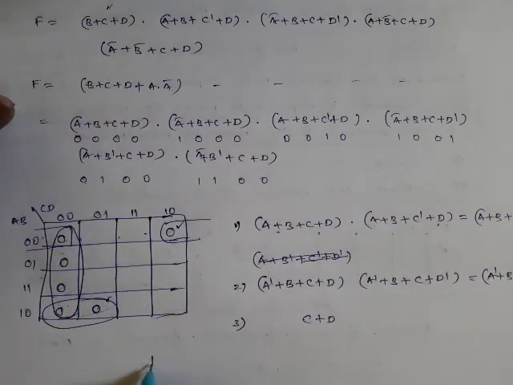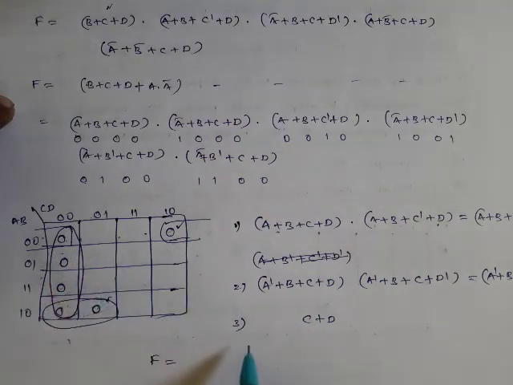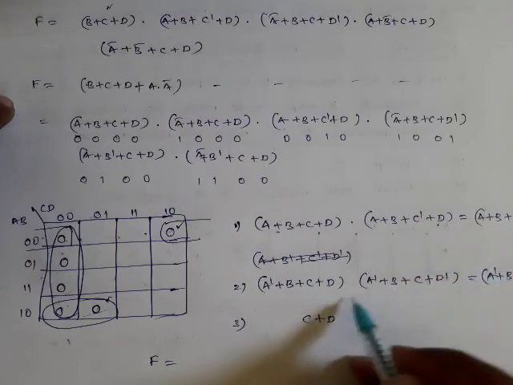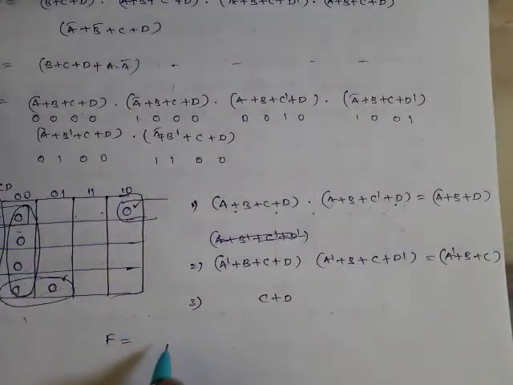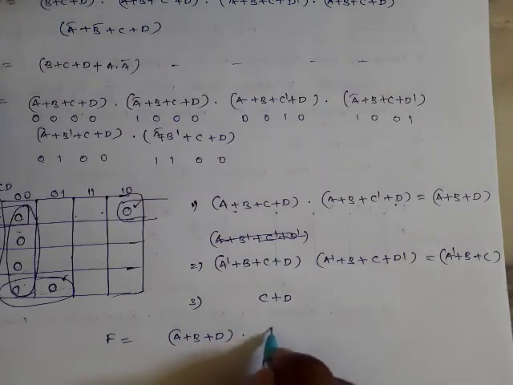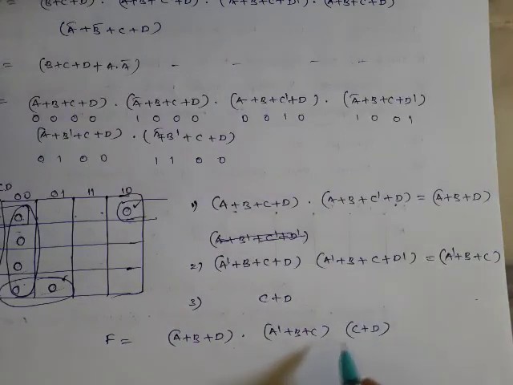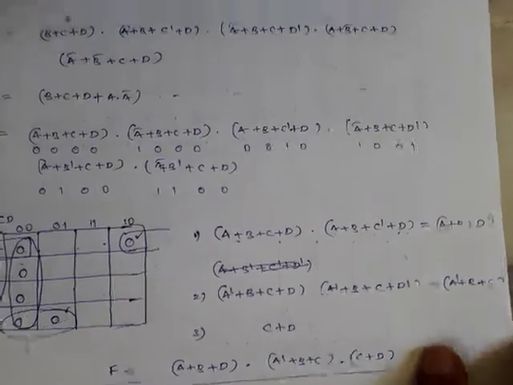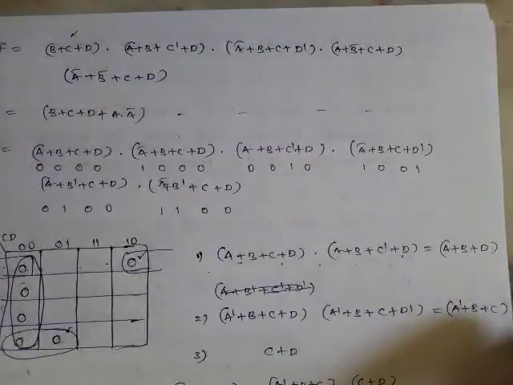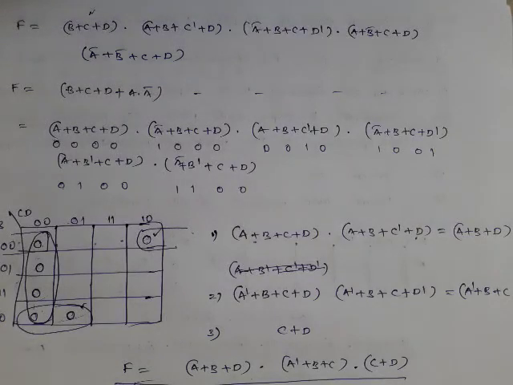And finally, there are no more zeros left, so we have finished with the looping, and the terms generated are these. The function is the AND product of all these sum terms. This is the first sum term, this is the second sum term, and this is the third sum term. We take the AND product, and this is the simplified expression of the original expression that was given. So this explains how to simplify the Boolean expression in product of sums form using a K-map.